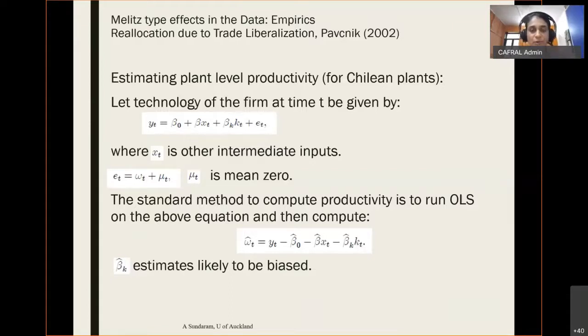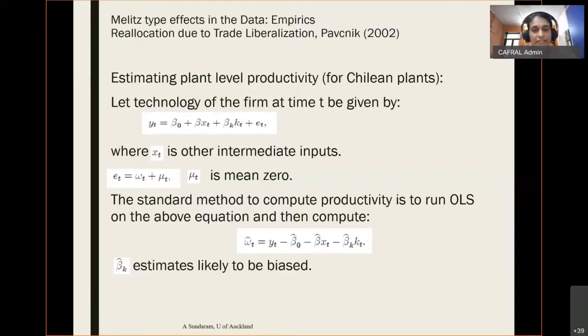Okay? So that was a quick recap of everything we did. Today, what I'm going to do is look at productivity estimation. And again, this is important because, as we know from theory, from the Melitz model, productivity is very important in international trade, right? So productive firms are the ones that export. Trade liberalization often results in changes in aggregate levels of industry productivity. So it's important to know how to estimate productivity.